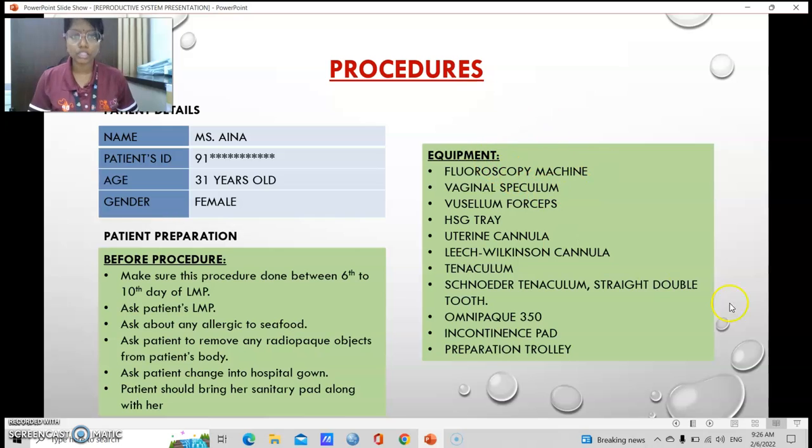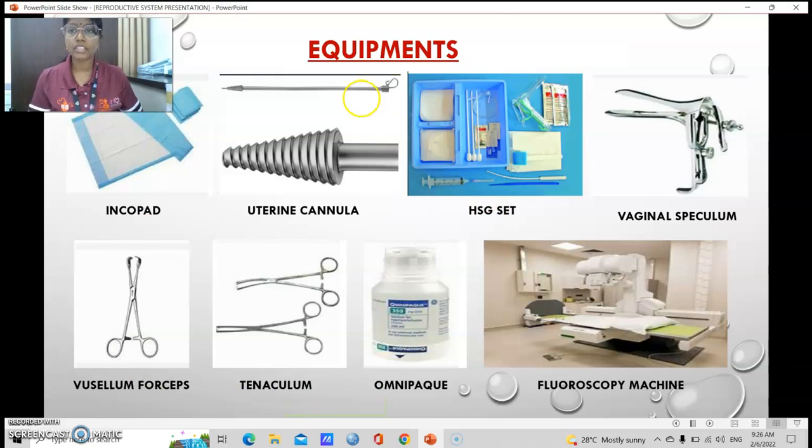Equipment that we are using here: fluoroscopy machine, vaginal speculum, vulsellum forceps, HSG tray, uterine cannula, Rubin cannula, tenaculum, Sims speculum, straight double tooth, Omnipaque, that means contrast media, incontinence pad, and preparation trolley. These are the images that can be seen. This is the vaginal speculum, this is the fluoroscopy, and this is the HSG set.